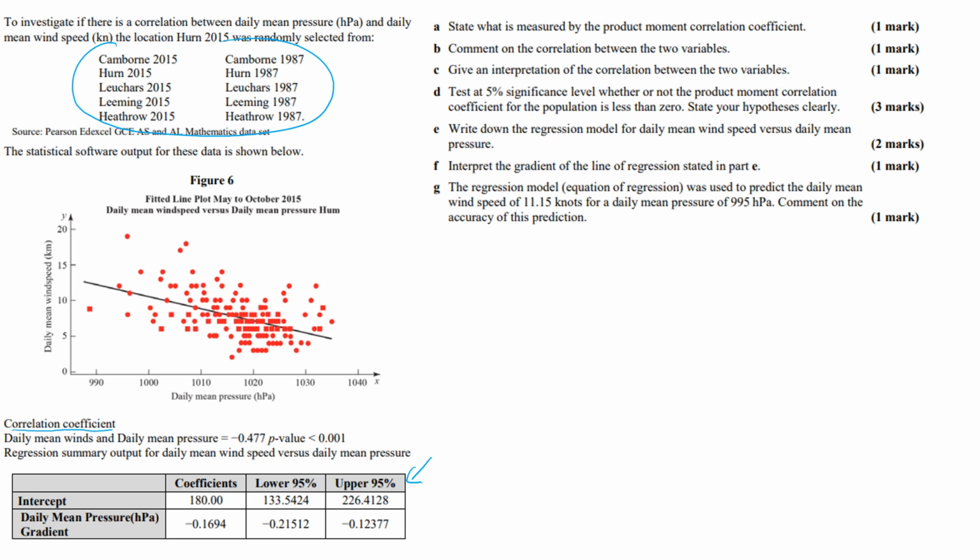It mentions correlation coefficient here. So this question is about correlation. We've got two variables, daily wind speed against daily pressure. Now in this table, the coefficients here, the intercept means the y-axis intercept, and we have got the gradient. It tells us that the correlation coefficient is minus 0.477, which ties in with the fact that we've got negative correlation, which we can see from the line of best fit sloping downwards.